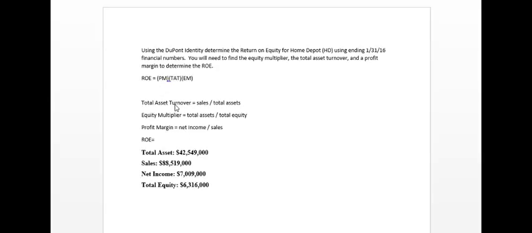The TAT, or total asset turnover, is the sales over the total assets. The equity multiplier is equal to total assets over total equity, and the profit margin is equal to the net income over the sales. To determine these, we're going to need to find four numbers: total assets, sales, the net income, and the total equity. That's what we're going to need to find. So why don't we show you where you're going to get these.